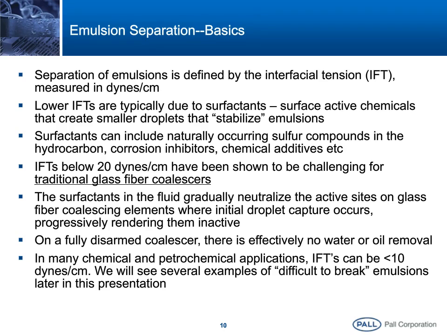There is a traditional glass fiber coalescer that is susceptible to something called disarming. The coalescer, as you know, has active sites where droplets are supposed to be captured. Instead, the surfactants neutralize these active sites, so the droplets are not captured. And the glass fiber coalescer is known as being disarmed. So what happens is it does not break the emulsion anymore. In the chemical industry, interfacial tensions are often quite low, and so it is a big challenge for the traditional glass fiber coalescer.